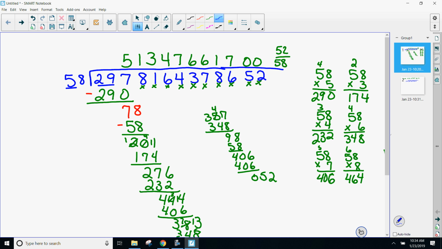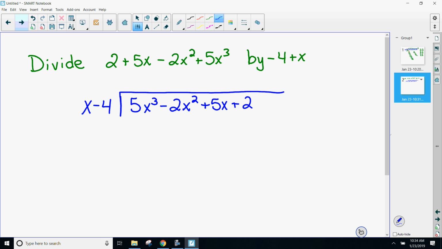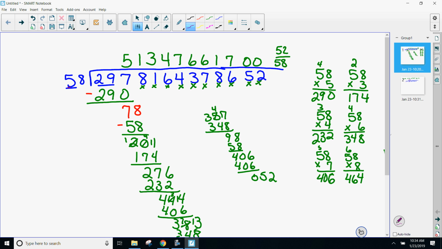But you're asking yourself, what do I take 58 times to get close to 297 or to get 297 but not go over? So when you were asked this problem right here, you're asking yourself, what do I take x times to get 5x cubed? 5 what? X squared. If I multiply by 5x squared. Now what you were doing when we talked about coming over here and taking 58 times 5, I took 5 times both digits, right?